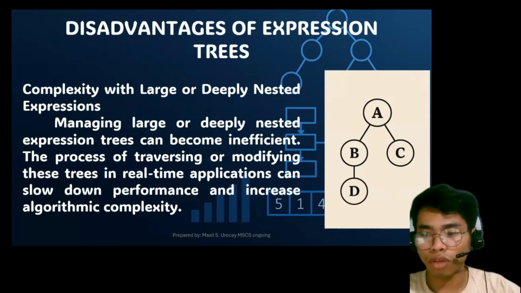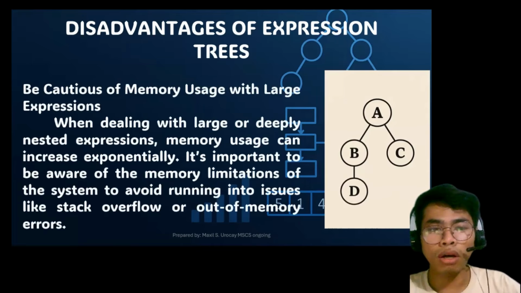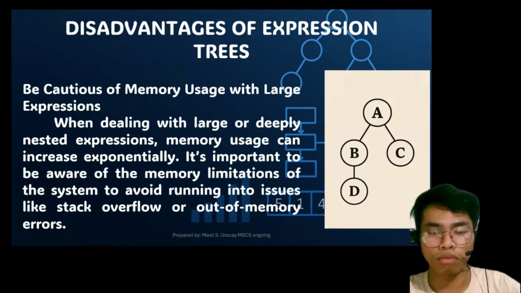So the process of traversing or modifying these trees in real-time applications can slow down performance and increase algorithm inefficiency and complexity. So be cautious of memory usage with large expressions. When dealing with large or deeply nested expressions, memory usage can increase exponentially. It's important to be aware of the memory limitations of the system to avoid running into issues like stack overflow or out of memory errors.